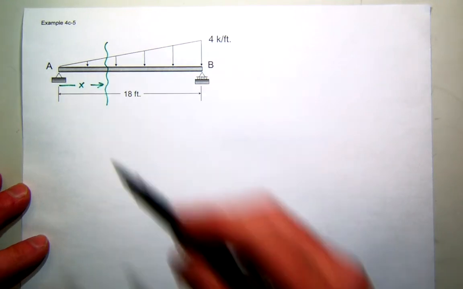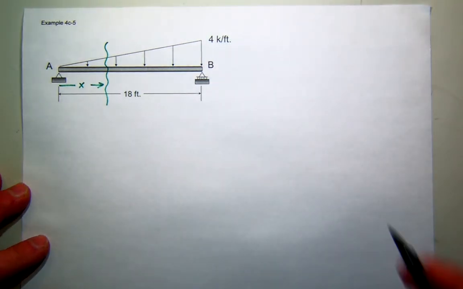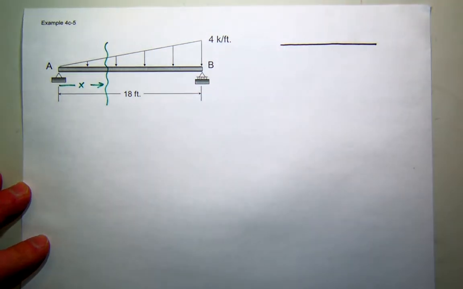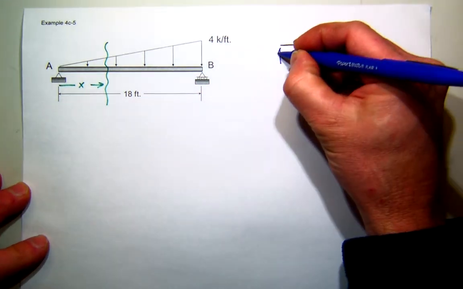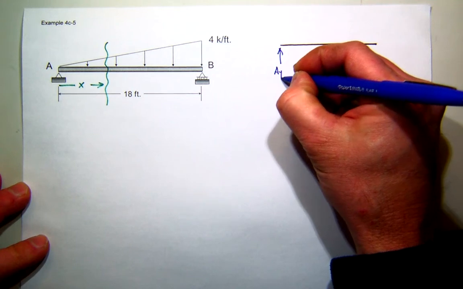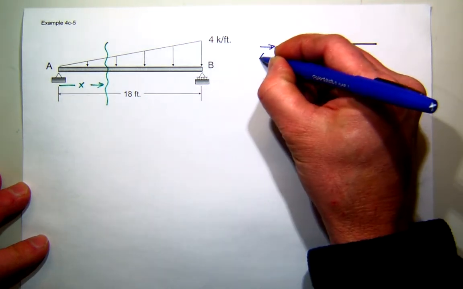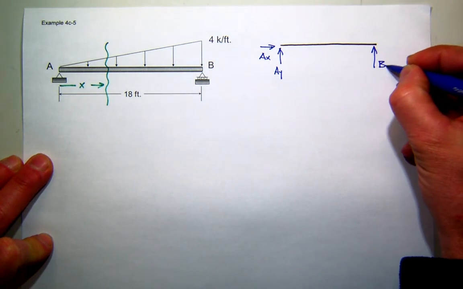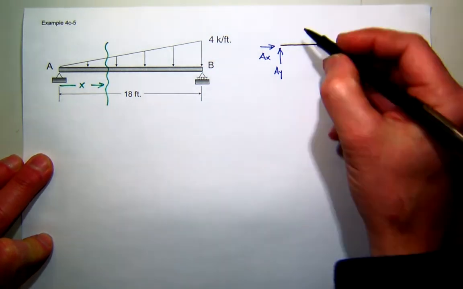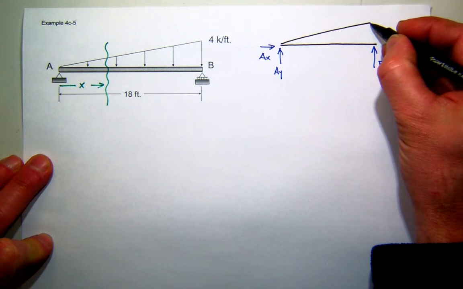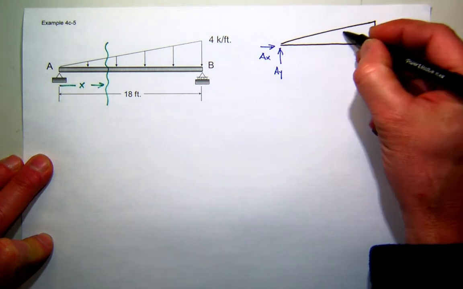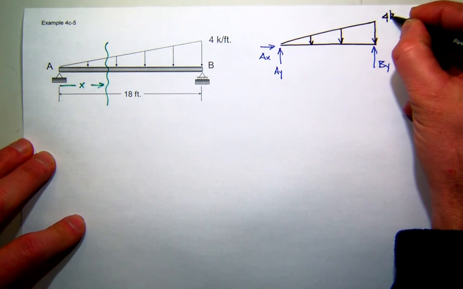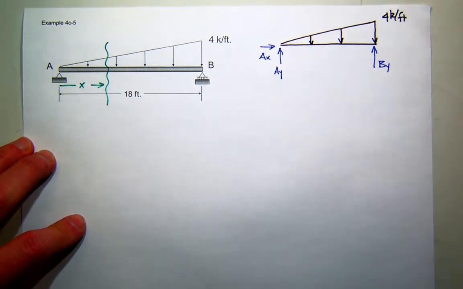I want probably just my reaction at A. So I'm going to redraw my diagram. Assume reactions AY, AX, and BY. So I'm assuming how my reactions are going to behave. And then I have the triangular load with an intensity of 4 kips per foot.